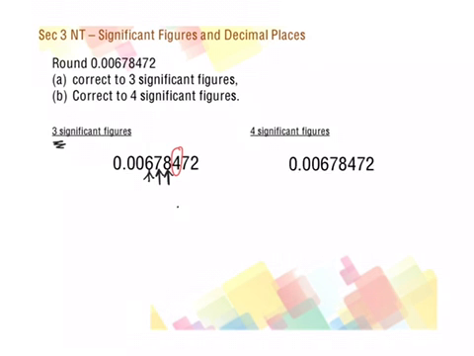So in this case, we are going to round this number down, and we will only write the first 3 significant figures, which is 0.00678 to 3SF. Now the zeros in front are the numbers that help us to put the number at the correct place value. They are not significant figures.